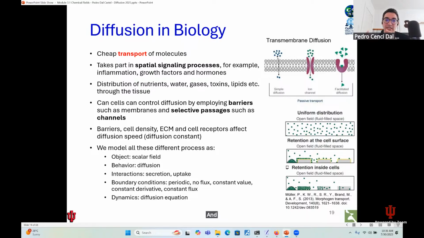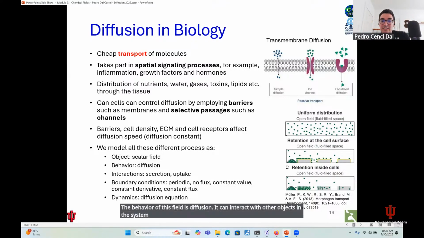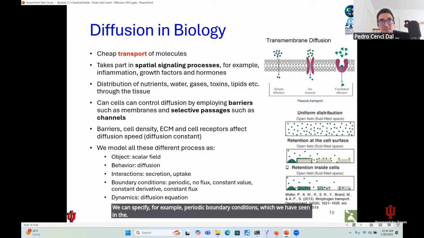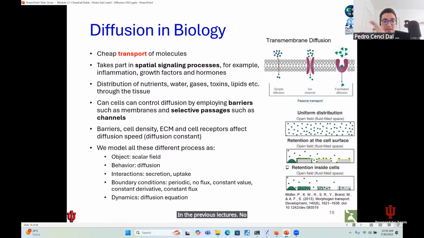And for diffusion, we need an object, which is a scalar field. The behavior of this field is diffusion. It can interact with other objects in the system, for example, secreted by cells or taken up by cells or being degraded by something. They have boundary conditions. We have to specify how these fields interact with the boundaries. We can specify, for example, periodic boundary conditions, which we have seen in the previous lectures. No flux, constant value, constant derivative, constant flux, and you can basically create any boundary conditions in CompuCell3D in the Python code.